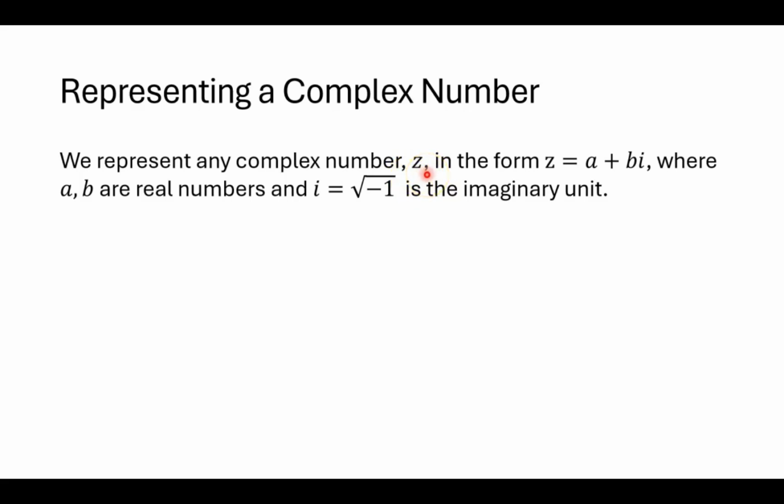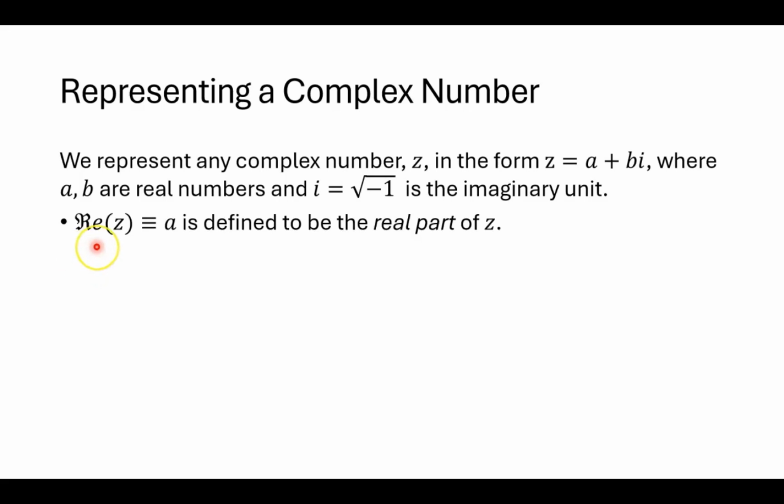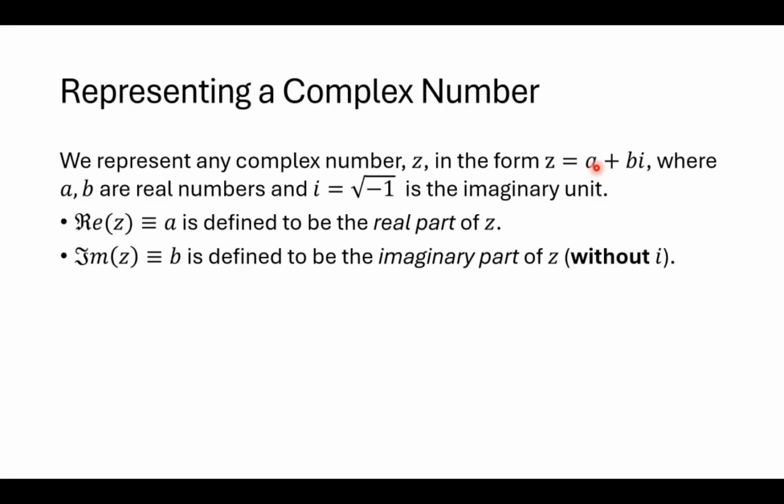We will write it in the form a plus bi, where a and b are real numbers, and the i is the famous square root of -1. It is called the imaginary unit. The real part, denoted Re of Z, is defined to be this a. So this thing. And the imaginary part of the number is b.